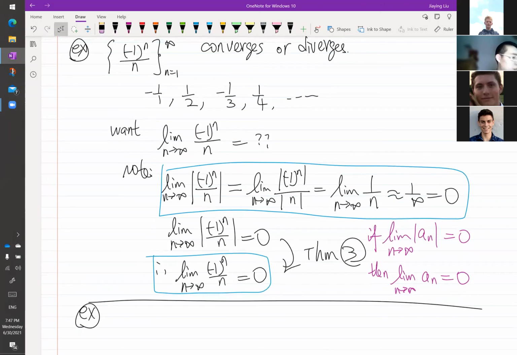So that's this one. The next one is we have a sequence (-1)^n, just that, as n goes from 1 to infinity.